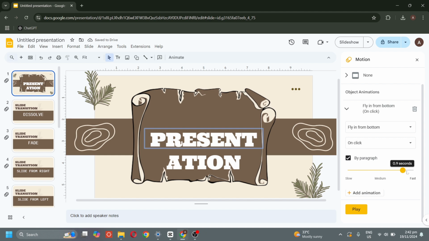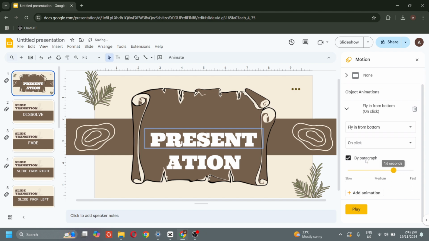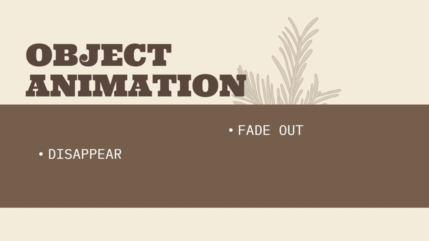And we also have here the option to change the duration of our animation. We have the slow, medium, and fast. And here we have the sample object animation.